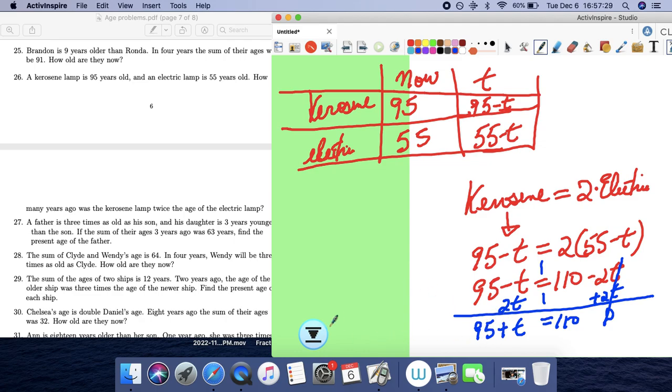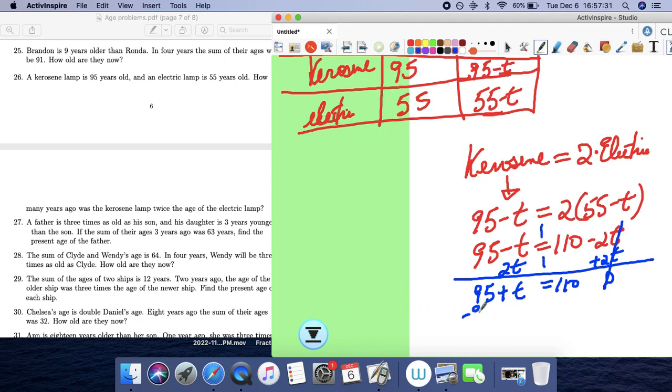I'm almost there. I want to subtract 95 from both sides. Remember, I want t all by itself. So I get rid of the 95 by doing the additive inverse, because it's plus 95, so minus 95 here. 110 minus 95 is 15. So this was 15 years ago. So what number was this? 26.